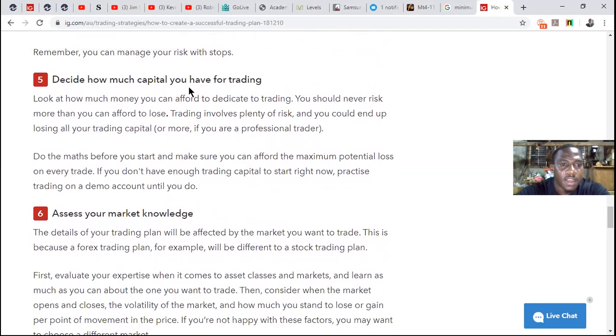Decide how much capital you have for trading. Look at how much money you can afford to dedicate to trading. You should never risk more than you can afford to lose. Trading involves plenty of risks, and you could end up losing all of your trading capital or more if you are a professional trader. Do the math before you start and make sure you can afford the maximum potential loss on every trade. If you do not have enough trading capital to start right now, practice trading on a demo account until you do.